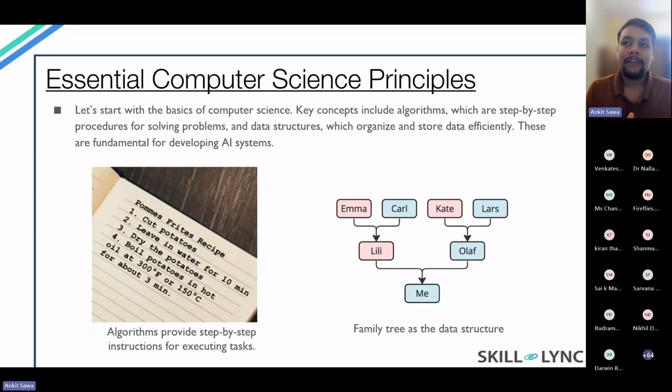Data structure is nothing but the objects used in this recipe, like the vegetables, the oil, the gas, right? They are all different objects that are part of this recipe, and so they can be considered as data. Now, how to organize that data in a proper, most efficient format is what we call data structures in the industry.